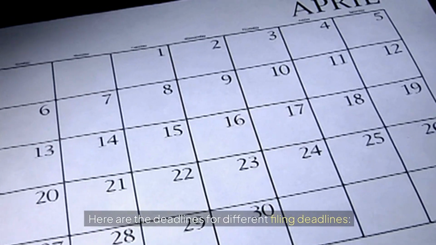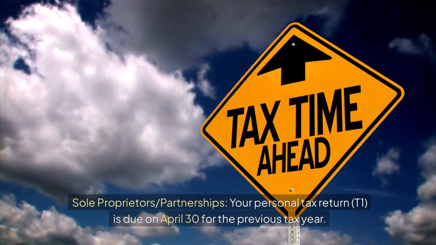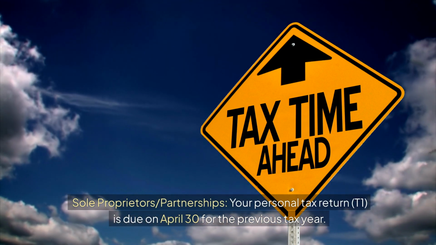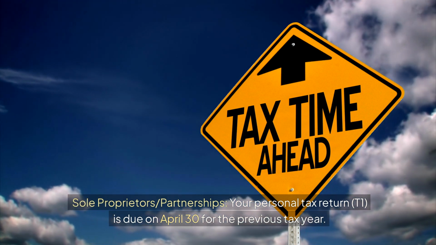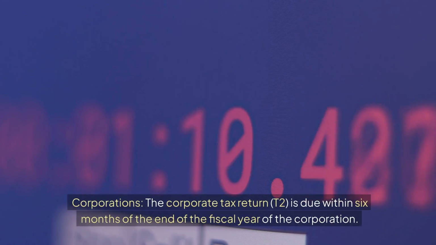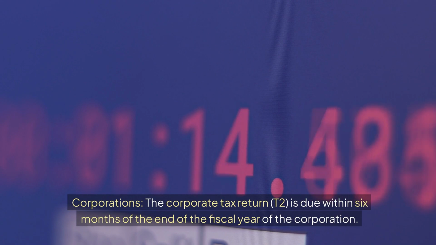Here are the deadlines for different filing types. Sole proprietors and partnerships: your personal tax return, T1, is due on April 30th for the previous tax year. Corporations: the corporate tax return, T2, is due within 6 months of the end of the fiscal year of the corporation.